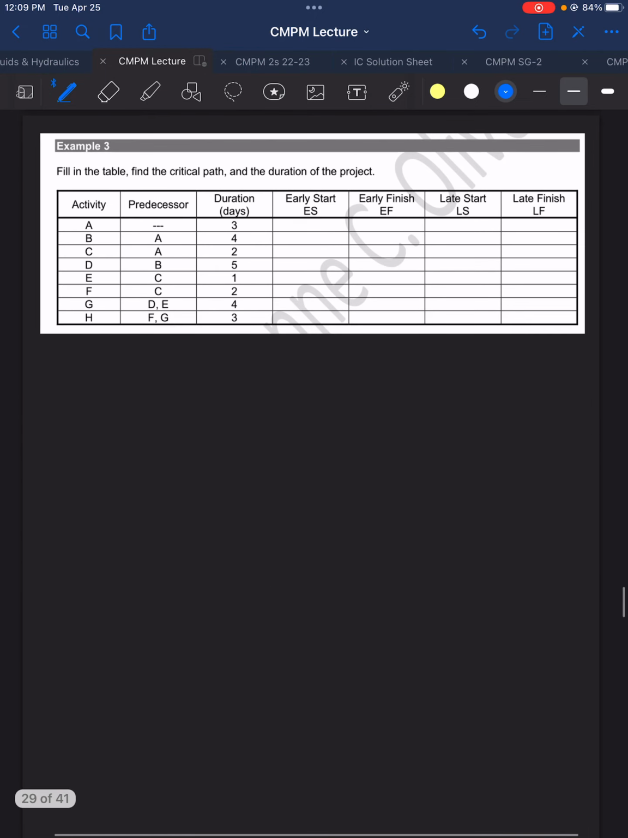Let's try to solve for example number 3. Fill in the table, find the critical path and the duration of the project. So we have here the activity represented by letters, and the predecessor or the activity prior to it is in the table. We have also here the duration per activity in the number of days, and fill in the early start, early finish, late start, and late finish.